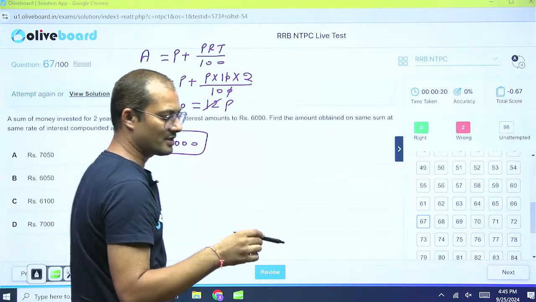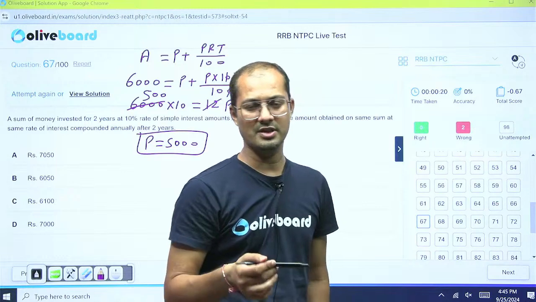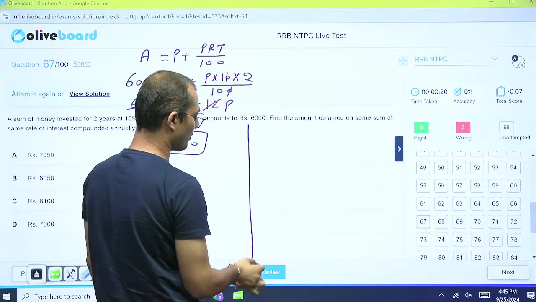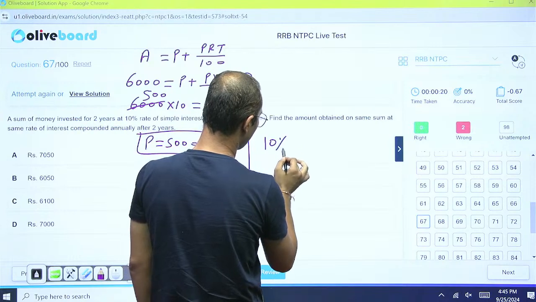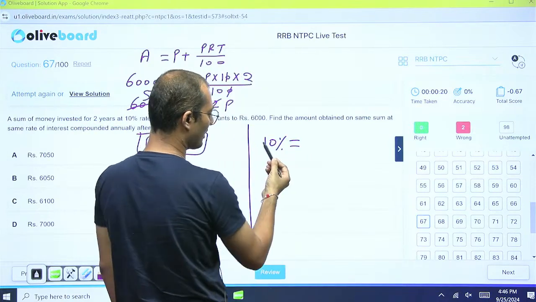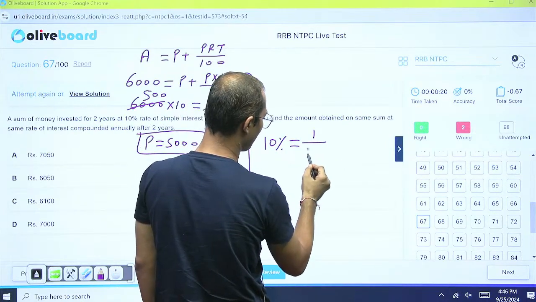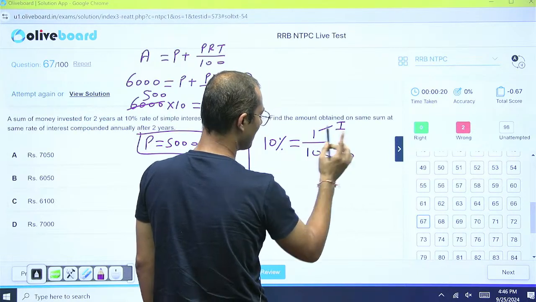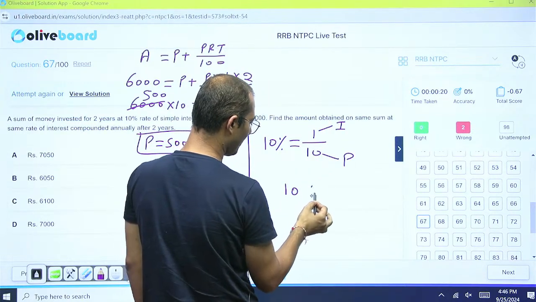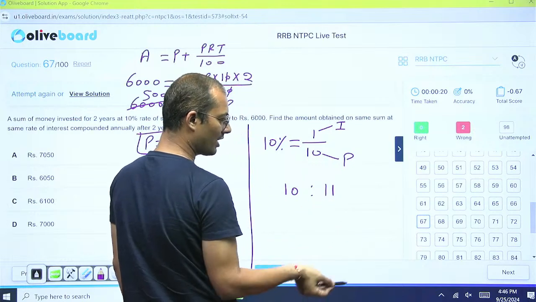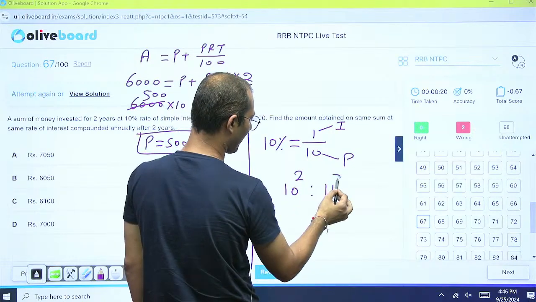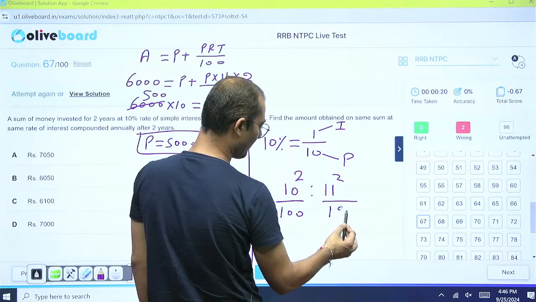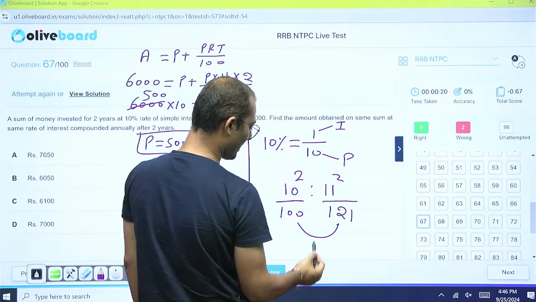So we have to calculate the compound interest for the same time at the same rate. So we can apply the ratio approach. Whenever we are given rate percent, we have to convert it into the fraction. So this would be equal to 1 upon 10. 10 is known as principal and this is interest. So for 1 year the ratio would be 10 is to 11. We have to calculate for 2 years, so we will make square. So the principal would be 100 and the amount would be 121. So the compound interest would be 21.